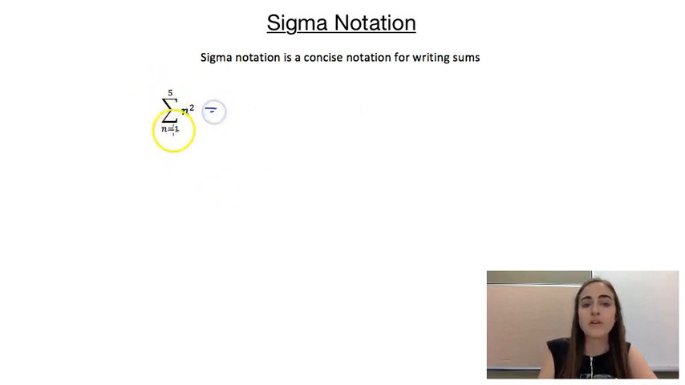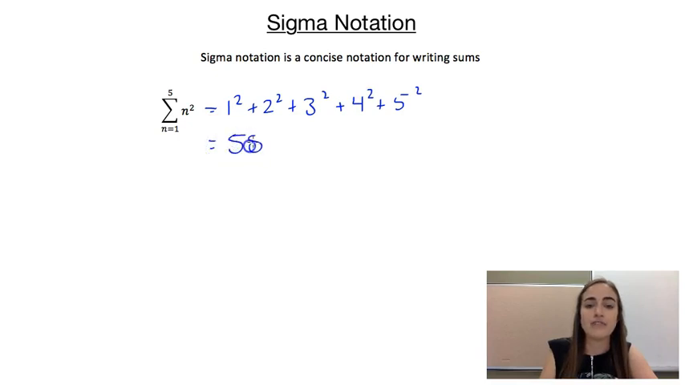What that means is we're going to substitute in each number into here and add them all together, all the way up until we get to 5. So we'd have 1 squared plus 2 squared plus 3 squared plus 4 squared plus 5 squared, and we could simplify that down to 55.